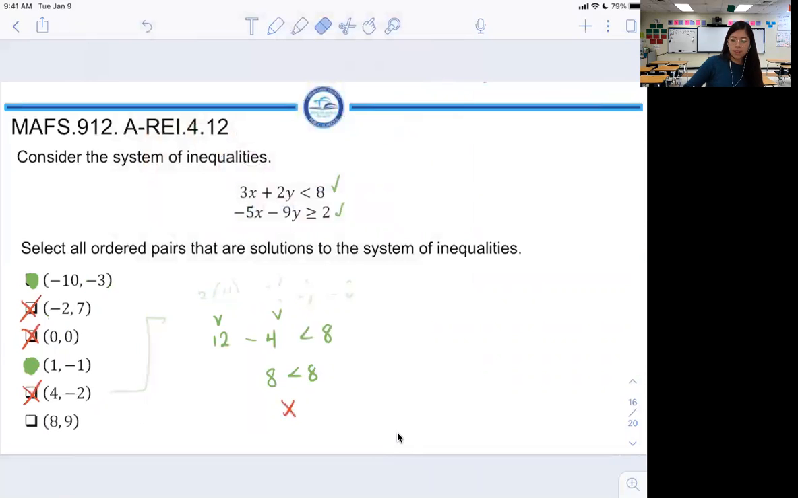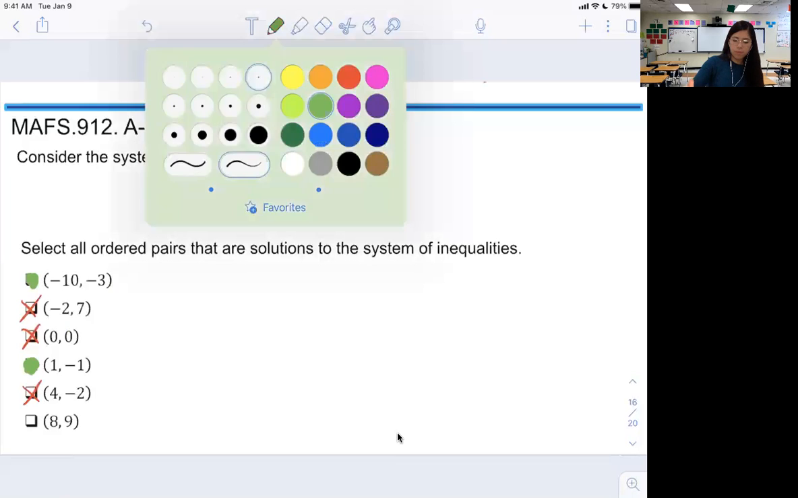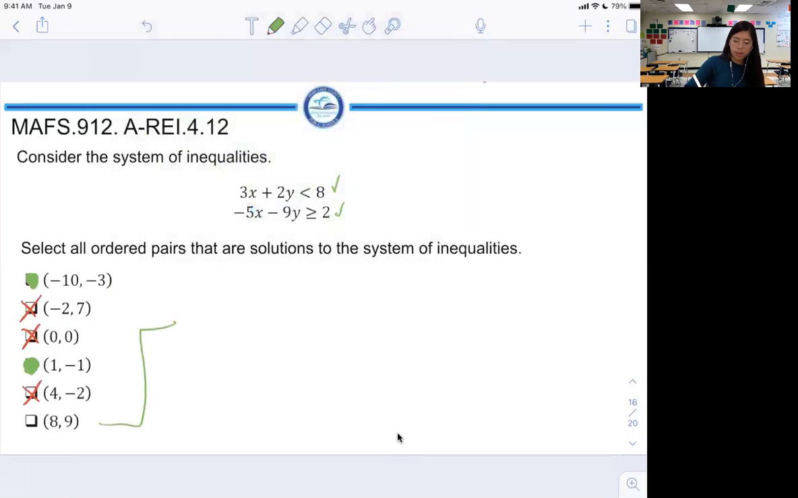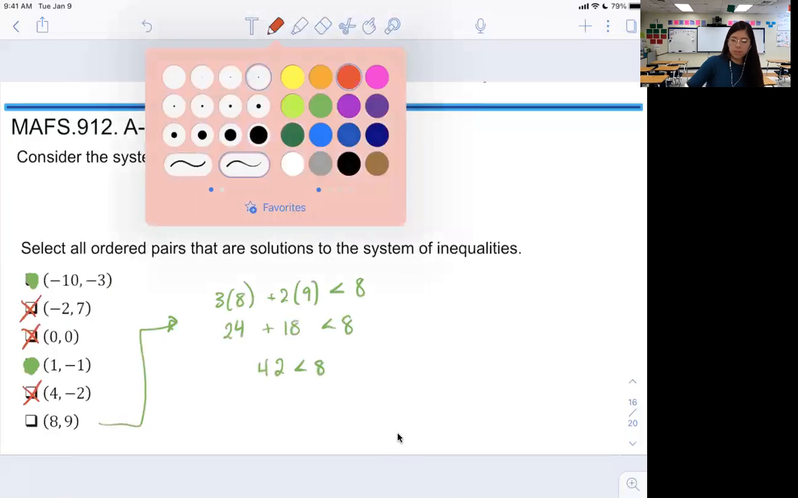Now I'm down to the last one. Plugging in 8, 9. 3 times 8 plus 2 times 9 less than 8. I can already tell this is probably not going to work, but 24 plus 18 less than 8? I don't think so. Let's see, this is 42. Yeah, definitely not. That one's out.